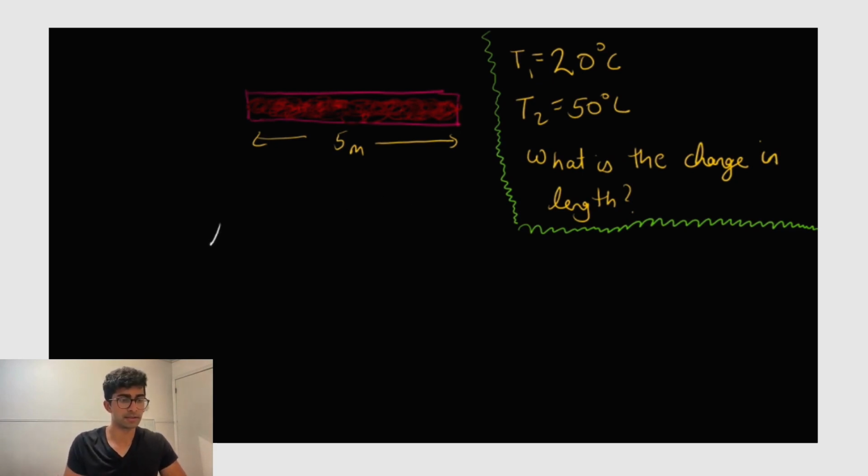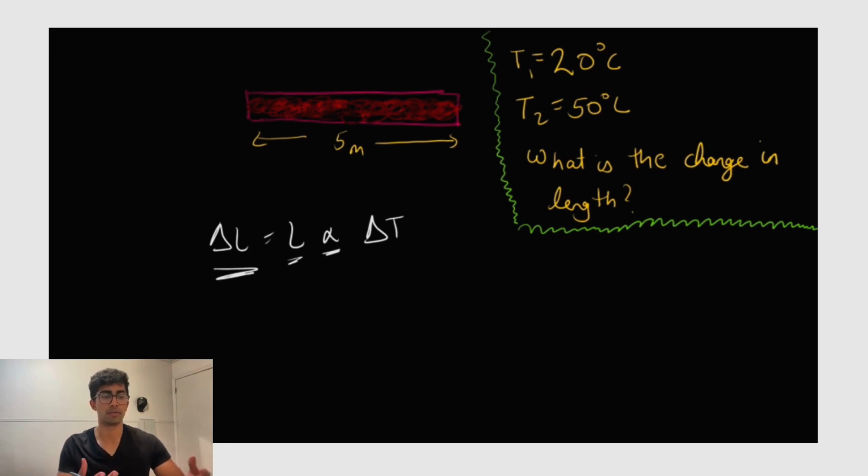The formula goes something like this: delta L equals L times alpha times delta T. Delta L is your elongation length, which is what you're trying to solve for. L is your original length, alpha is the coefficient of linear expansion based on what the material is. If, let's say, this is steel, based on the specific grade of the steel, you get a different coefficient of linear expansion. Just search it up online and get it. And delta T is your change in temperature.